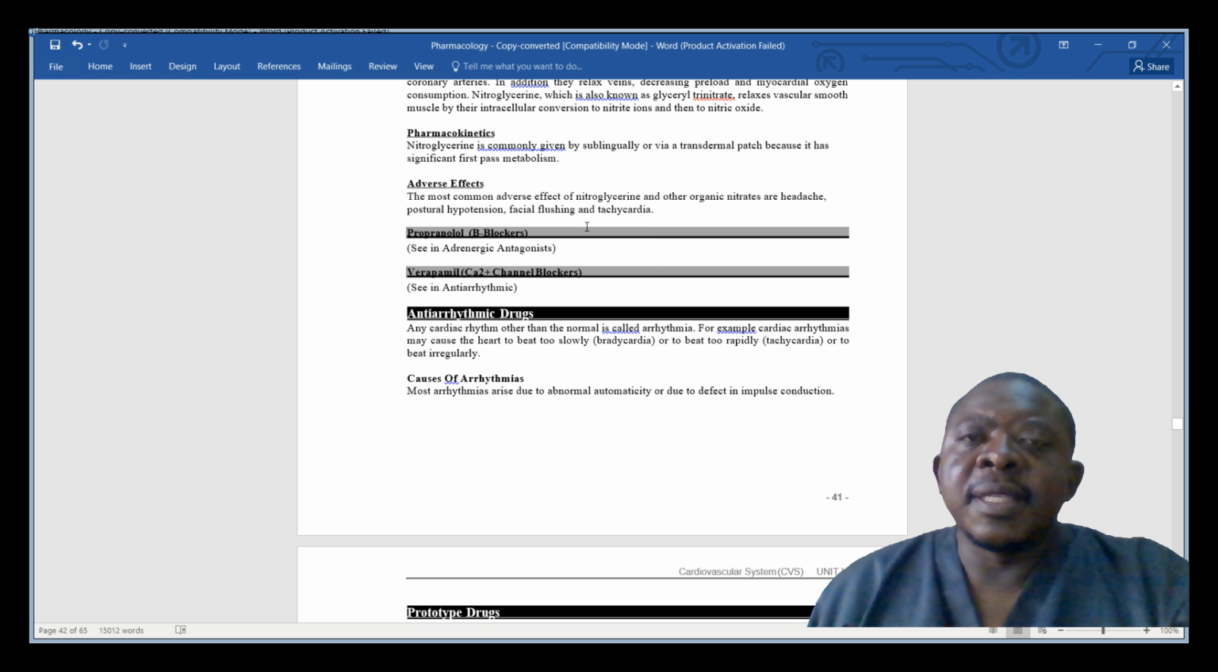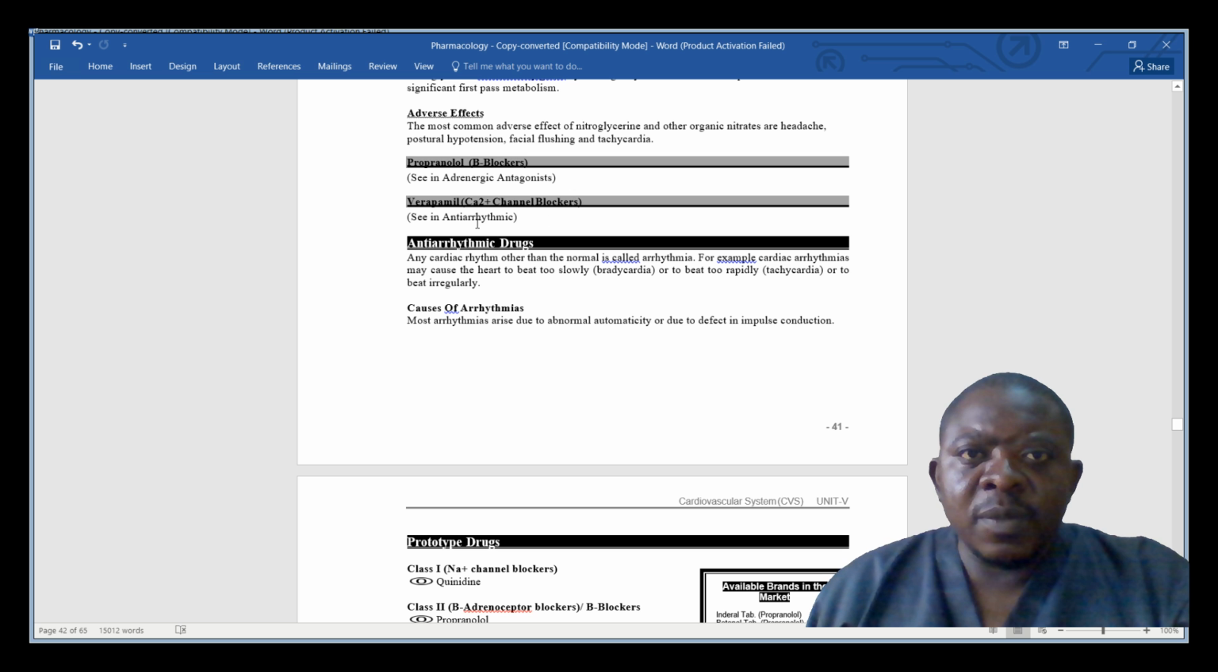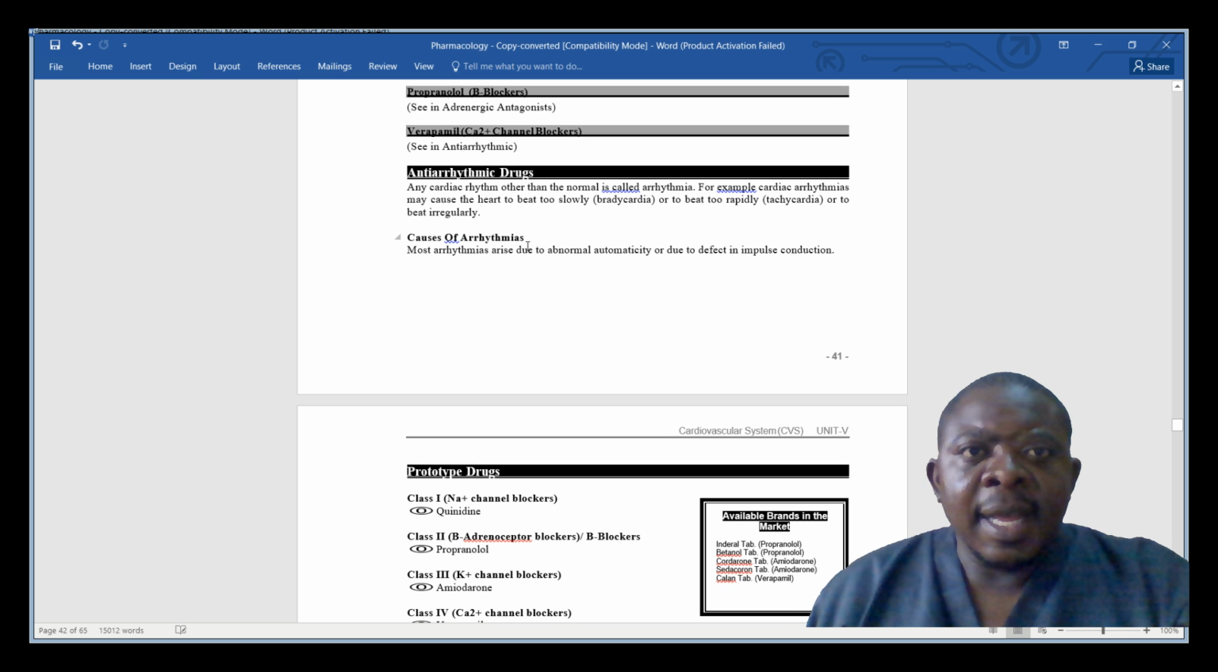Beta blockers are some of the drugs used in angina. Here, we discussed the profile of propranolol. On calcium channel blockers, we have also discussed, and the example of the drug to be given here is verapamil. Let us now look at antiarrhythmic drugs.